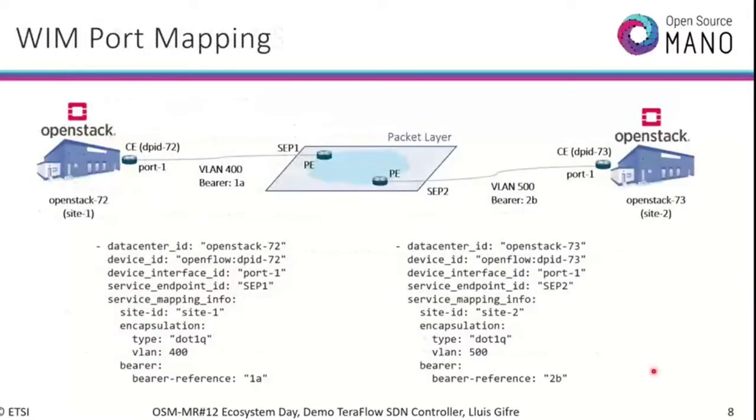For the port mapping that we specified to use here, it's mainly the one that was already defined in the specifications. We just populated some values here. The idea, as you see, is just defining the mappings between the C router and the P router, and defining the bearers and so on. So I will not elaborate a lot on that.